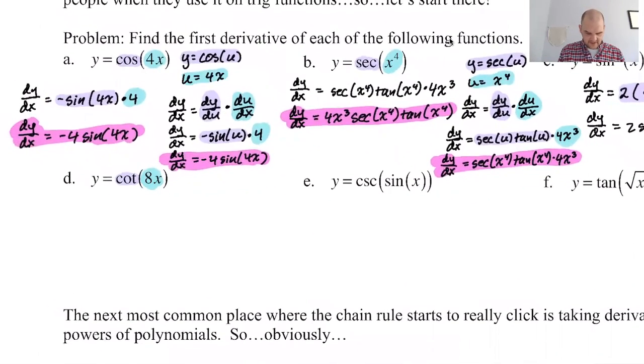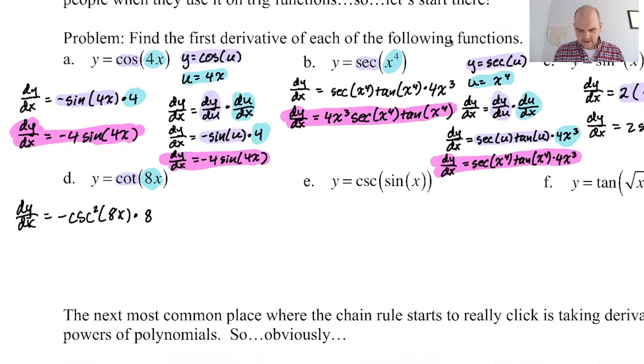So I think to myself, I'm going to find dy/dx. The derivative of cotan of something is the negative of the cosecant squared of that thing, and that thing is 8x, and then times the derivative of that thing. The derivative of 8x is 8. And that would be it.